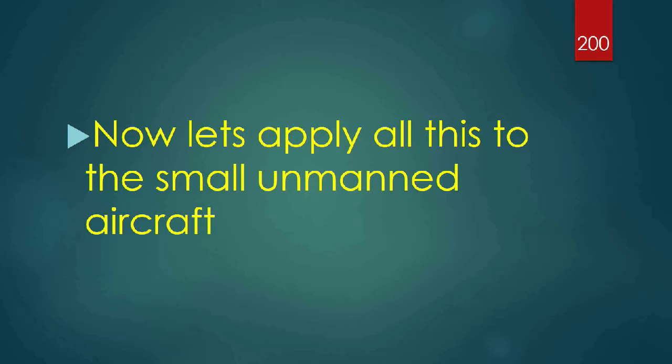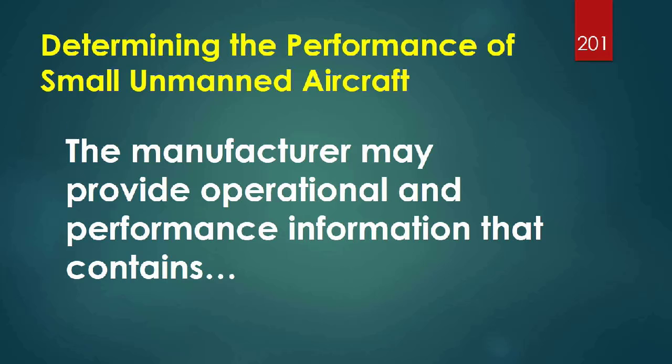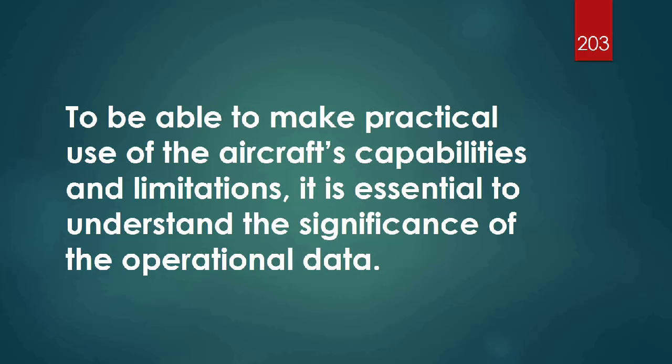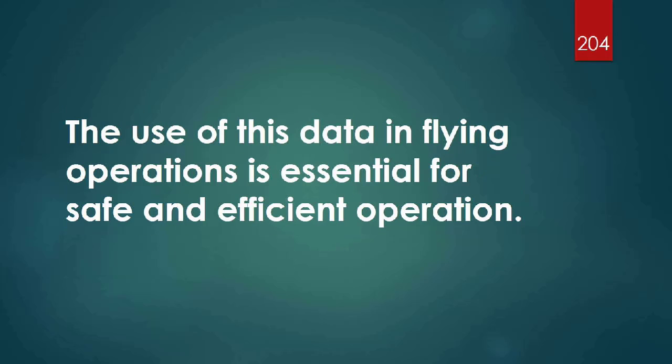Now let's apply this to the small unmanned aircraft. The manufacturer may provide operational and performance information that contains the operational performance data for the aircraft, such as data pertaining to takeoff, climb, range, endurance, descent, and landing. To be able to make practical use of the aircraft's capabilities and limitations, it's essential to understand the significance of the operational data. The use of this data in flying operations is essential for safe and efficient operation.